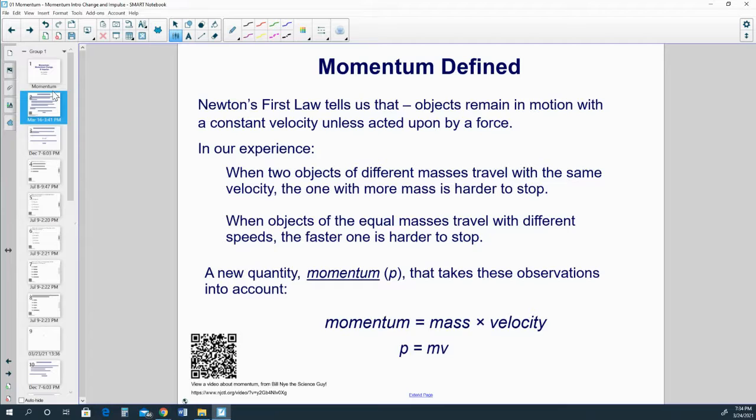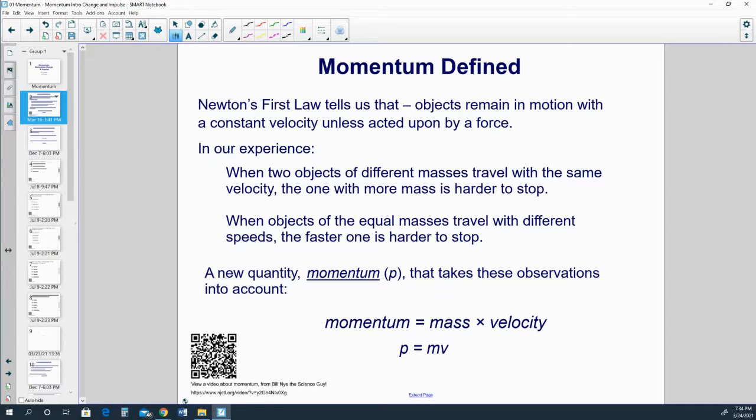So let's define momentum first. Recall that Newton's first law tells us that objects remain in motion with a constant velocity unless acted upon by a force. So an object in motion will stay in motion, an object at rest will stay at rest, unless acted upon by a non-zero net force. That's what we saw in a previous unit.